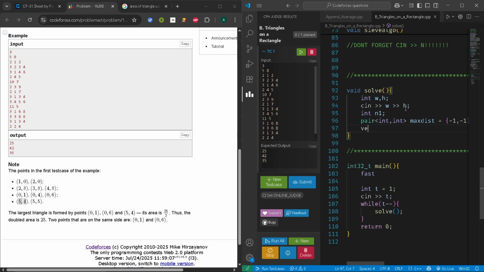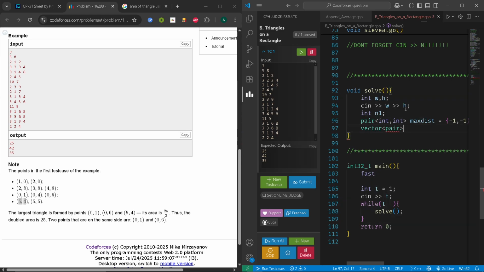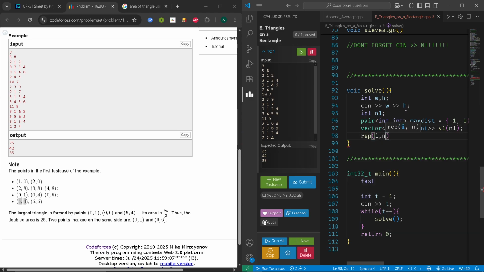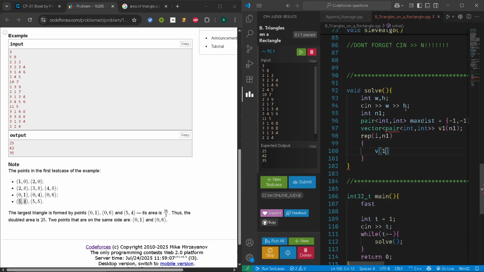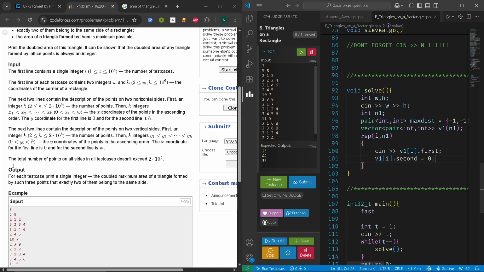Now I'll create a vector of pair of int, int, v1 containing n1 elements, for i from 0 to n1, v1[i].first, scan v1[i].first, okay, and v1[i].second is nothing but 0, because that is the thing.